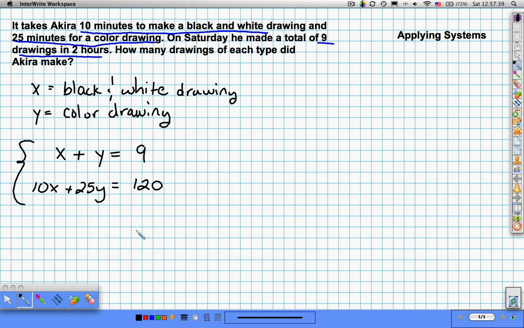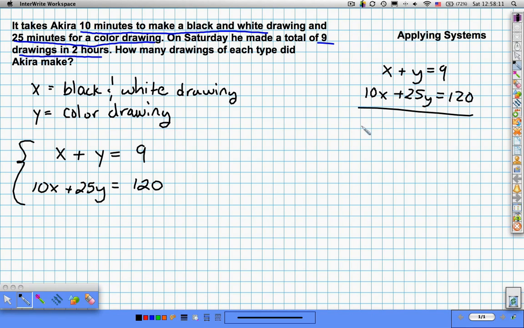Looking at this system, I would say the best way to solve this would probably be elimination. Some of you might say substitution. Elimination could be a little quicker. If we solve for y for substitution, we could put 9 minus x right here and then distribute and combine. That's fine, but I think I'm going to solve this by elimination. So let's put it right over here, and then we have 10x plus 25y equals 120.